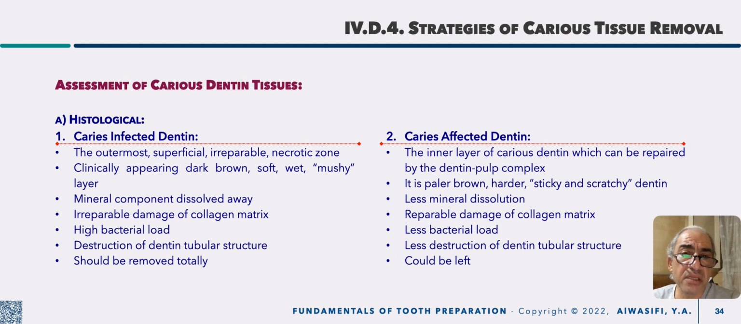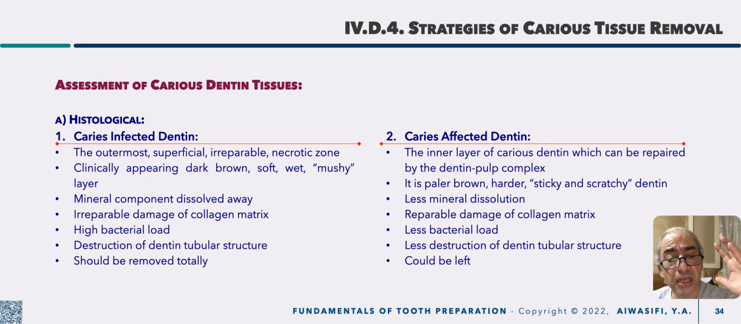Caries infected dentine means that it is loaded by microorganisms and it is absolutely destructed, including demineralization and destruction of the collagen network. This layer is the outermost superficial layer, irreparable, unable to repair. It is considered as an absolutely necrotic zone. Clinically, it appears dark brown. It appears as a soft, wet, or mushy layer. Mineral components are absolutely dissolved away. Irreparable damage of the collagen matrix. Your collagen matrix is already destructed. High bacterial load, destruction of the dentinal tubular pattern, and it should be removed totally.